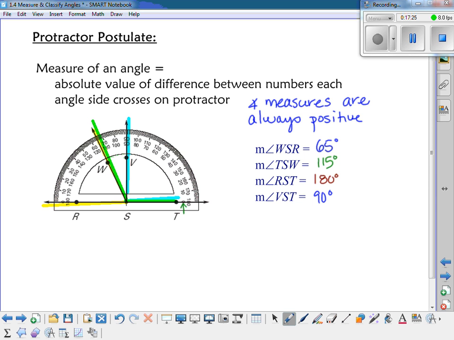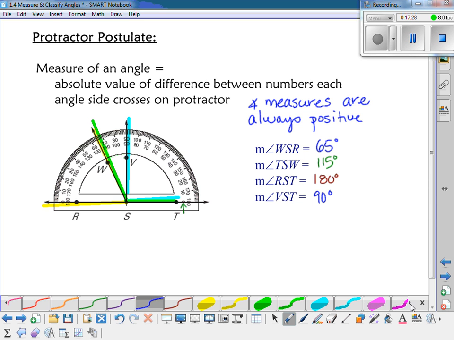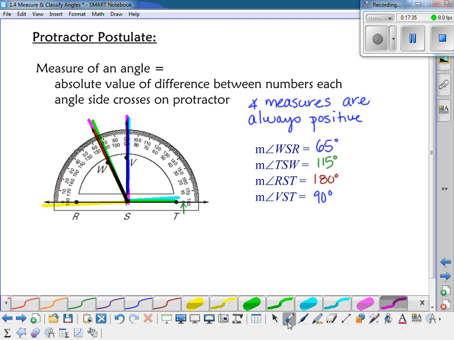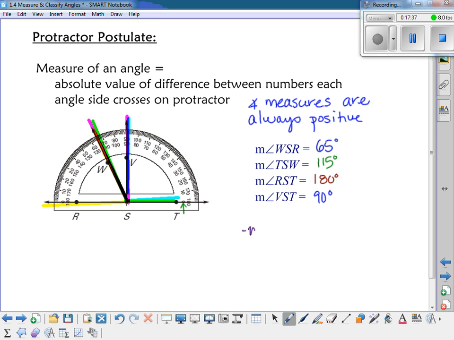Okay, so we didn't have to do any subtraction on those. Suppose I look at this angle, WSV. The measure of angle WSV is going to be the difference between those 2 points. So it's going to be the absolute value of 90 minus 65. And so the measure of angle WSV would be 25.